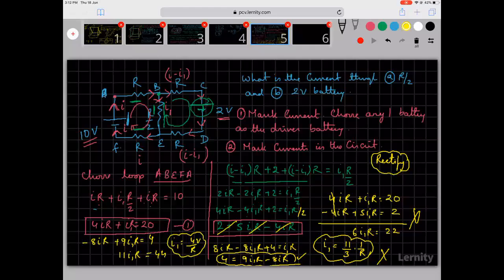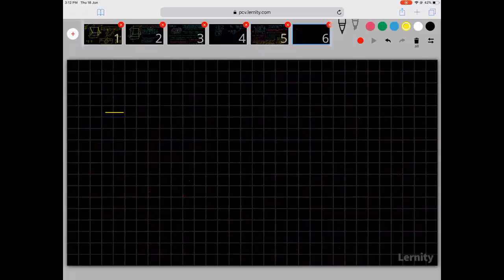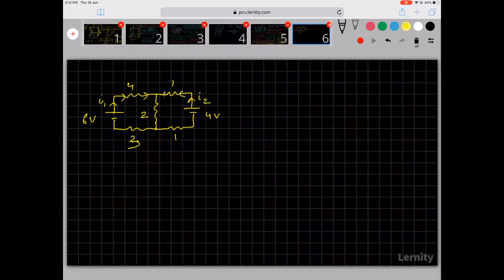Now, some of you may not like this idea of a driver battery. What is this driver battery? Suppose you have a circuit of this kind. Let's put numbers this time and try to work it out. Suppose this is 2, 4, 1, 2, 1, 3, 1. This is 6 volt. Suppose this is 4 volt. So you can call this I1 and this I2. What will this current be? I1 plus I2.